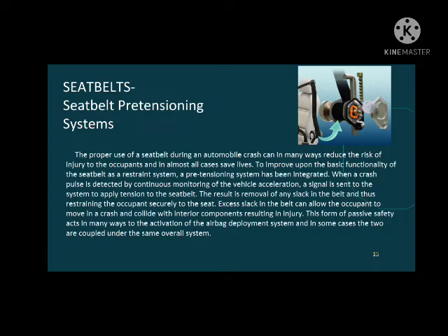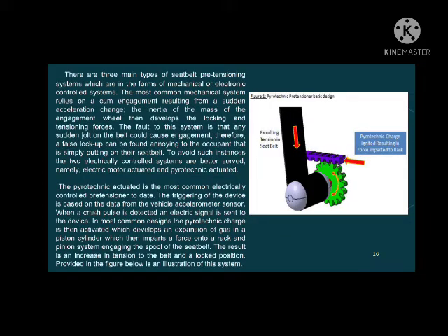This pre-tensioner operates with an ECU and a gas generator system in a similar way to the airbag. In fact, the electronic pre-tensioner usually works together with the airbag and may even use the same ECU as the airbag, and that increases its effectiveness.